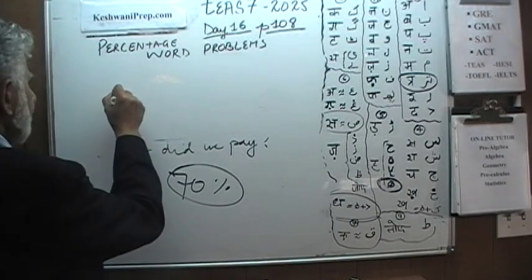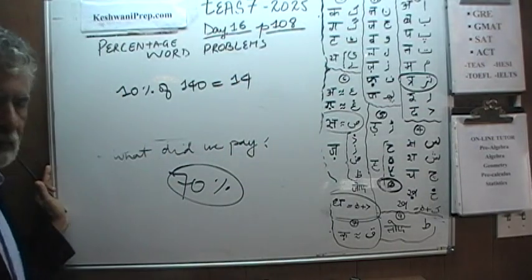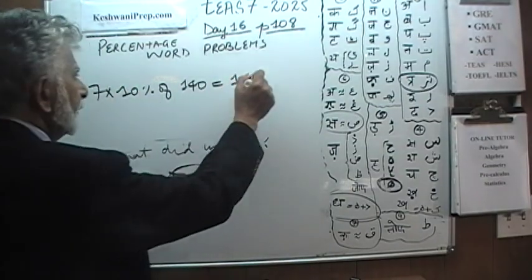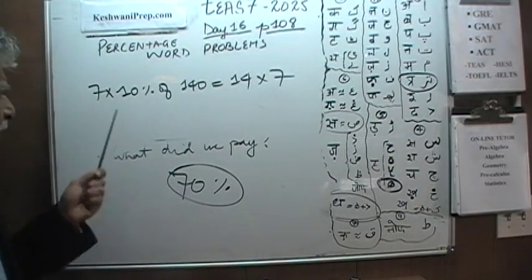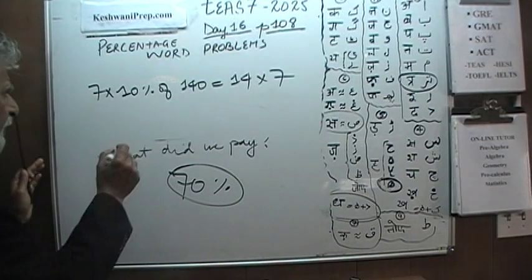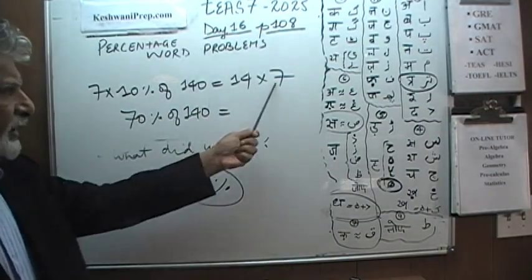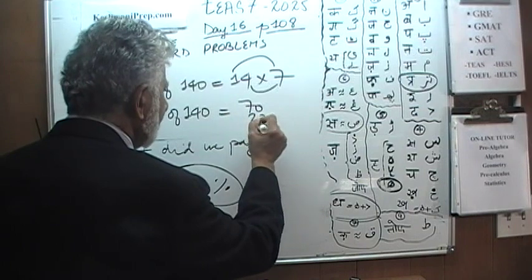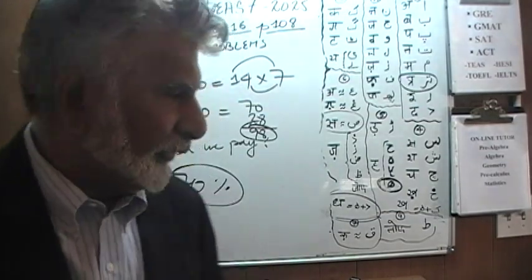Well, we already know that 10% of 140 would simply be 14. But we're not interested in 10%, we're interested in 70%. Well, then multiply both sides by 7. As long as you do the same thing to both sides of the equation, the equation is always valid. So if we multiply both sides by 7, we will have our answer. 10 times 7 is going to give us our 70%. So all we have to figure out is what is 14 times 7, which is very simple. 10 times 7 is 70. And 4 times 7 is 28, there we go. We're going to buy the jacket for $98.